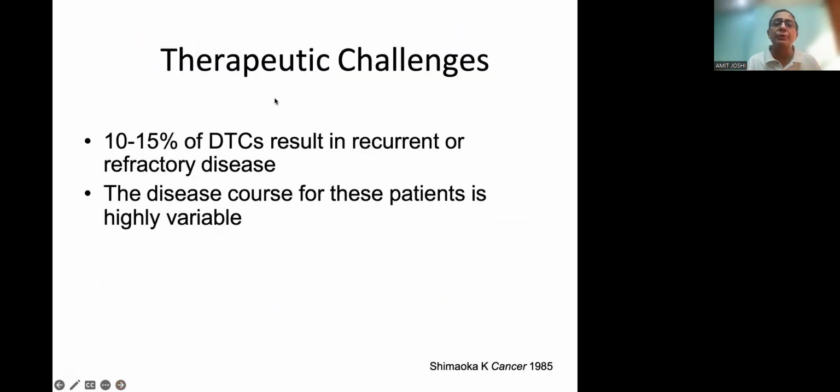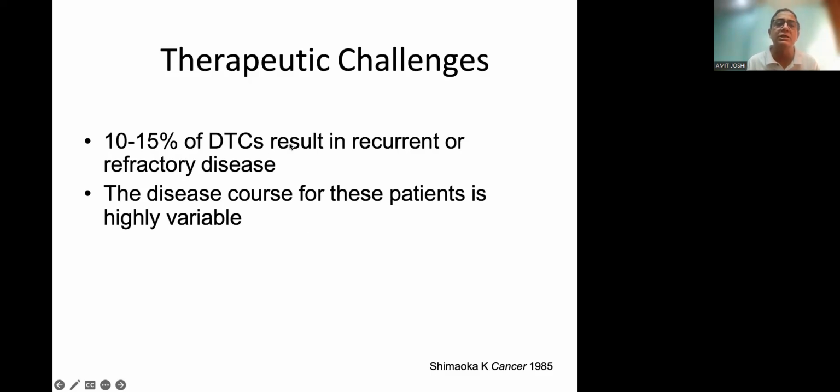So what are the therapeutic challenges in the management of metastatic thyroid cancer? Ten to fifteen percent of differentiated thyroid cancers result in recurrent or refractory disease. We all know that the majority of them will be cured, but in some percentage, around 10 to 15% of patients, there may be recurrence of the disease, or they are refractory to radioiodine treatment, and subsequently these patients will die because of their underlying thyroid cancer.